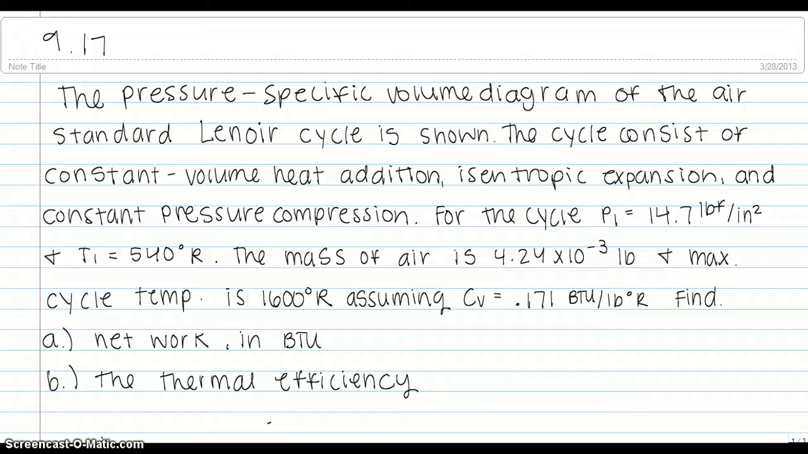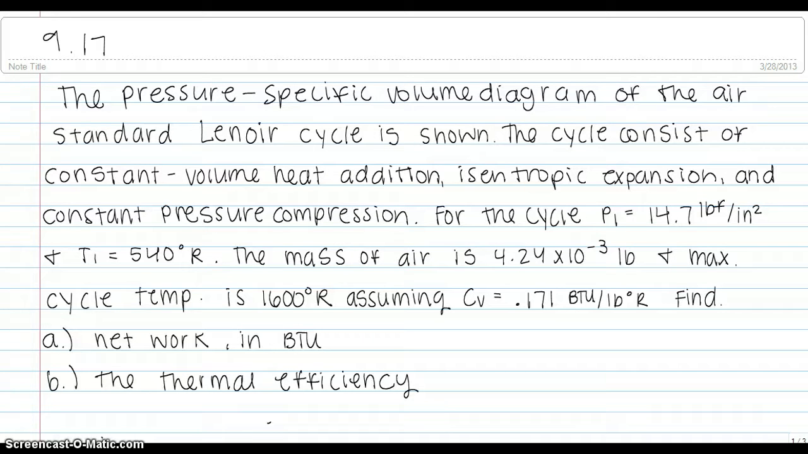Problem 9.17. The pressure-specific volume diagram of the air standard Lenoir cycle is shown below. The cycle consists of constant volume heat addition, isentropic expansion, and constant pressure compression. For the cycle, P1 is 14.7 lbf per inches squared, and T1 is 540 degrees Rankine.